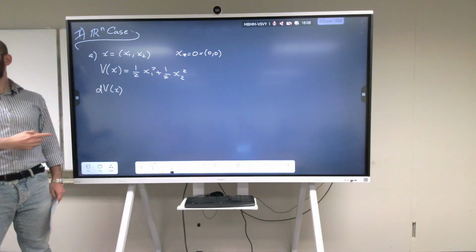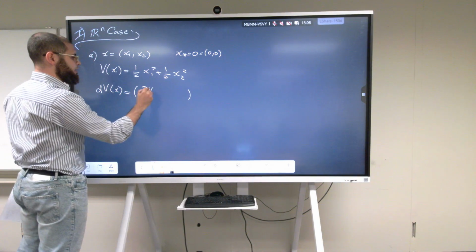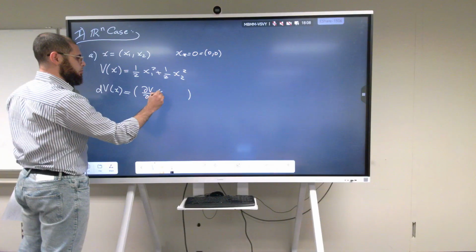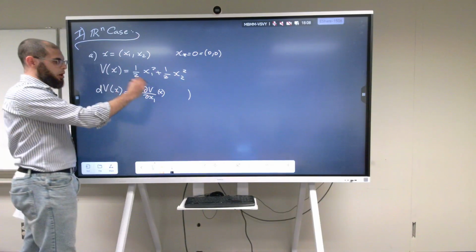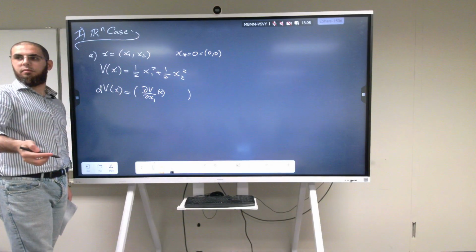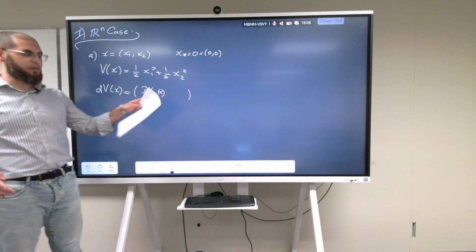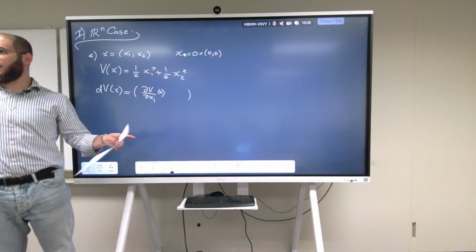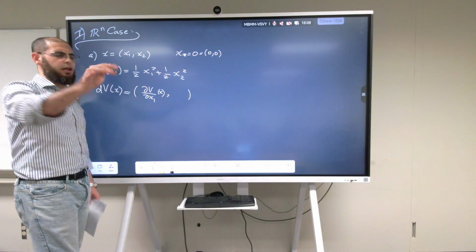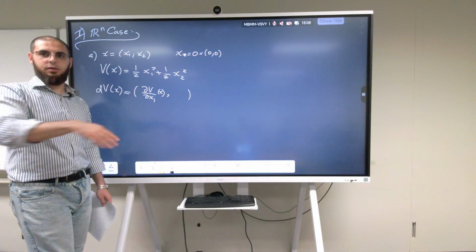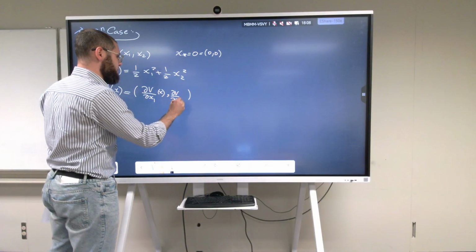So what is dv of x? It is the covector, which is partial v by partial x1. And by the way, always remember this golden rule: partial v by partial x1 is a function of all of the x's. It's not just a function of x1. If it was just x1, then we would write d of x over. Even though that's mathematically correct, we're not going to make this distinction. It's always going to be written like this. So this is in general what you have.